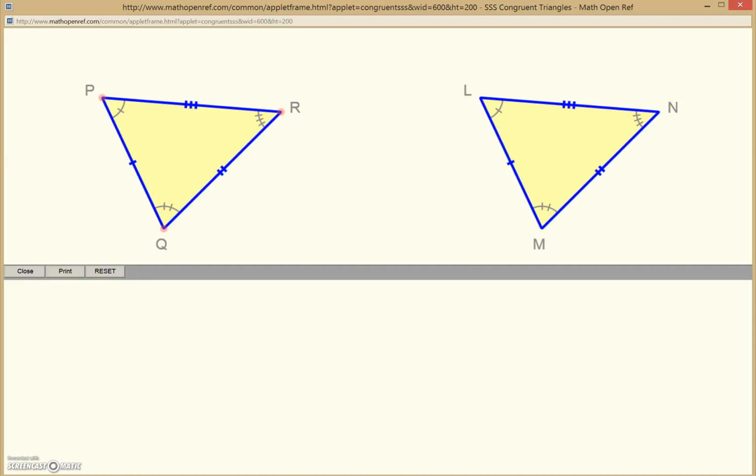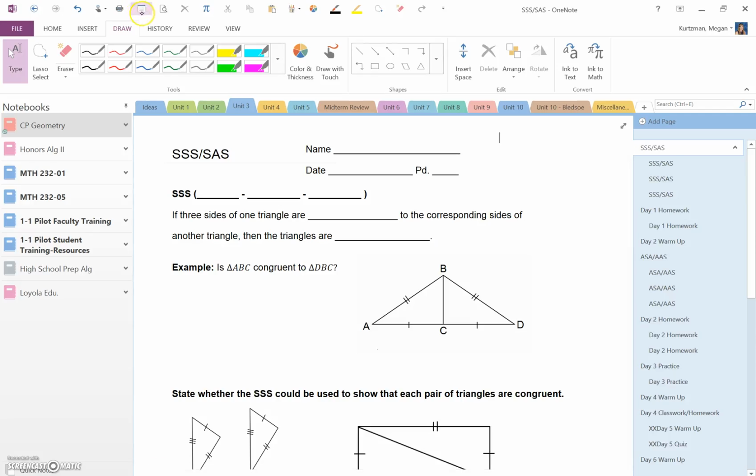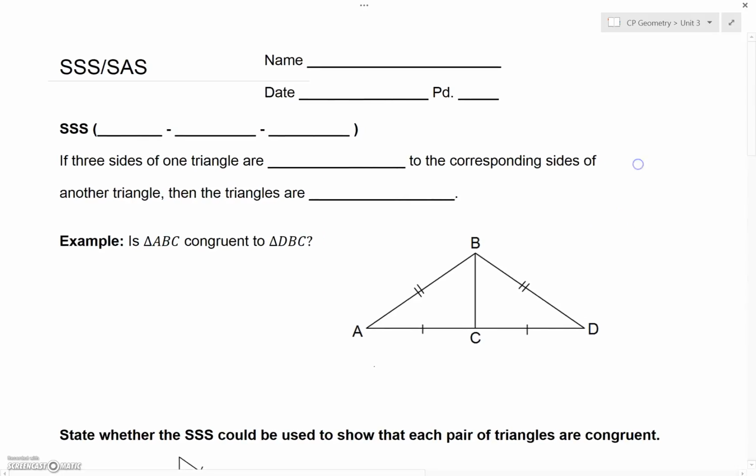Okay, so if we go back to our note sheet, we can start filling in some notes for today. Let's go ahead, make sure I have my marker. So SSS, we now know this stands for side, side, side. The first way to prove that triangles are congruent. So if 3 sides of one triangle are congruent to the corresponding sides of another triangle, then the triangles are congruent.